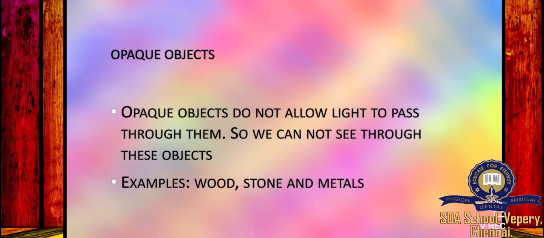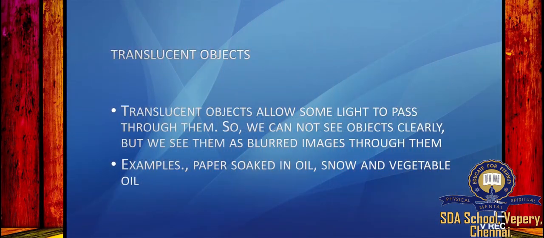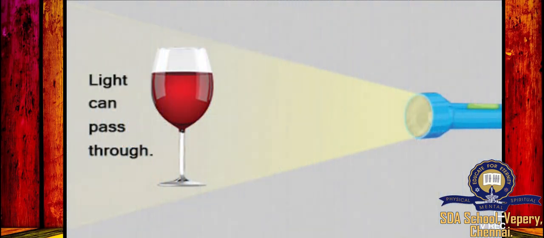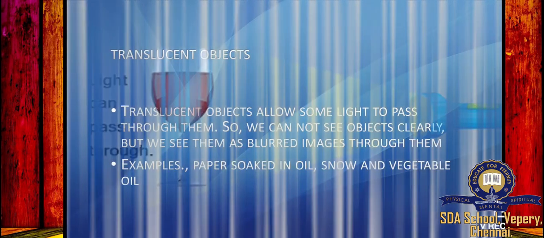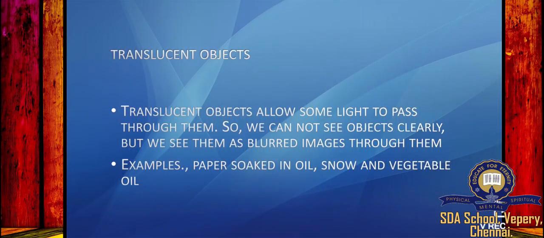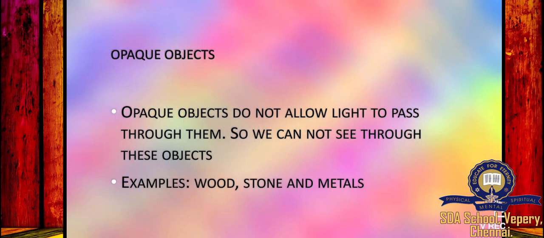So transparent objects allow light to pass through them and we can see the objects clearly. Translucent objects allow some amount of light to pass through them and we cannot see the objects clearly, we see blurred images. Whereas opaque objects will not allow any light to pass through them and we cannot see through the objects.